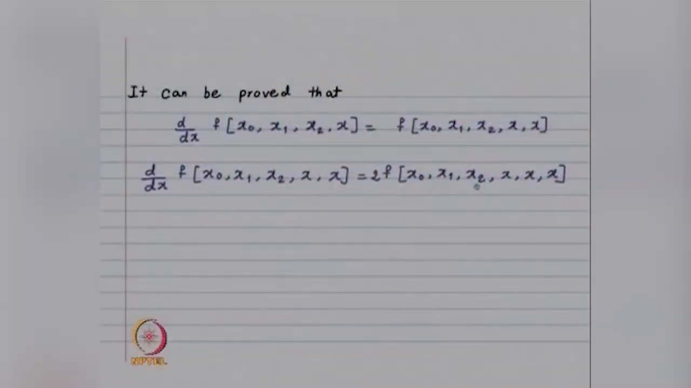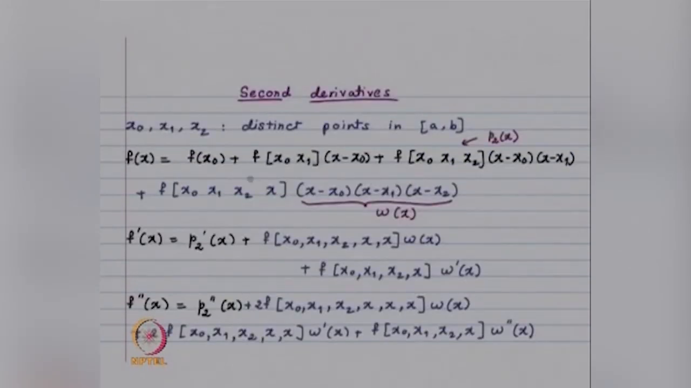So, at present assume that the derivative of the divided difference based on x0, x1, x2, x, x, will be 2 times the divided difference based on x0, x1, x2, x repeated thrice. So, this derivative is not just adding one extra x, but there is also a term 2 coming into the picture. Now, we are choosing 3 distinct points, and the interval [a, b] should be the interval [c, d]. Then this is the quadratic polynomial which is written using divided differences.